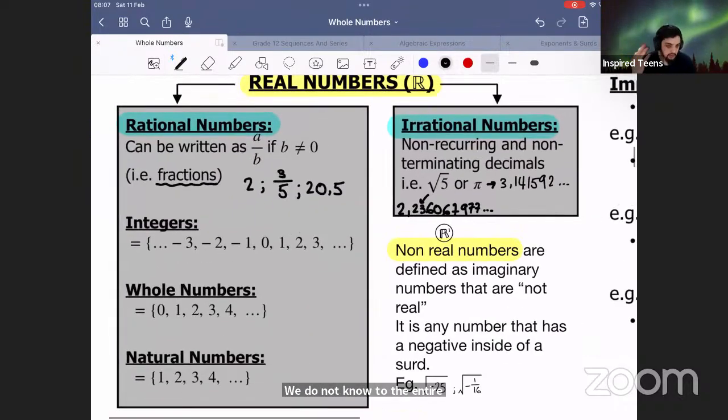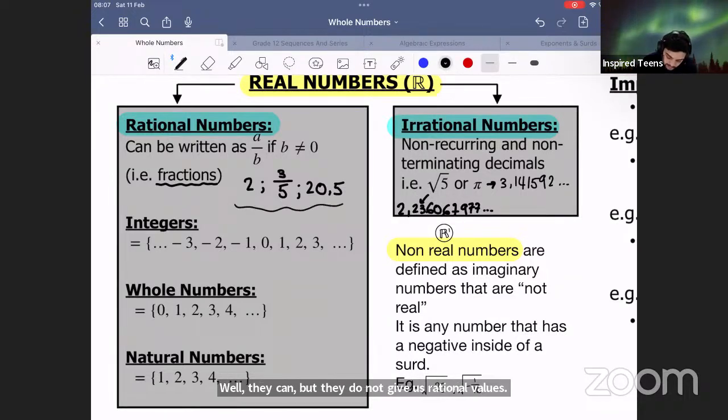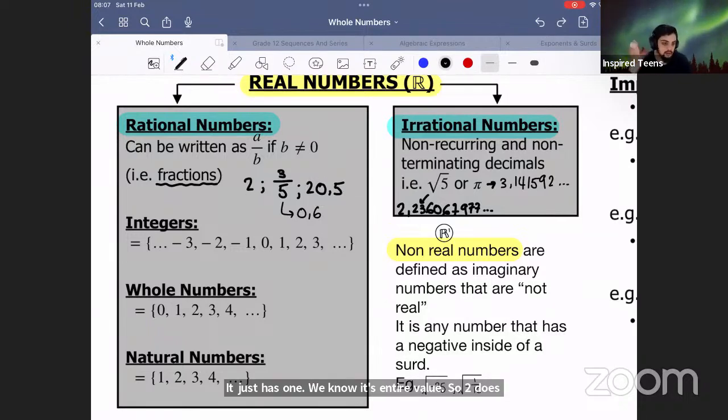However, opposite to that are our rational numbers, numbers that we do basically know the entire value of, and all of those numbers can indeed be written as a fraction. They can be expressed as a fraction, whereas irrational numbers cannot be expressed as a fraction. Well, they can, but they do not give us rational values. So when we look at numbers like these, for example, if I convert this number to a decimal, I get 0,6. So this does not have an infinite amount of decimals. It just has 1. We know its entire value. So too does the number 2, the number 20,5, and many other values. So that's the difference.